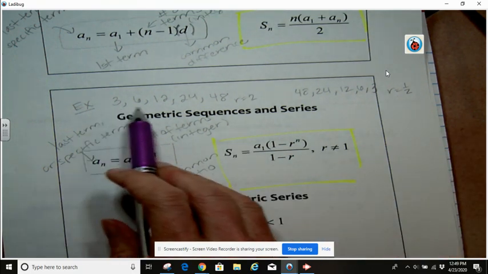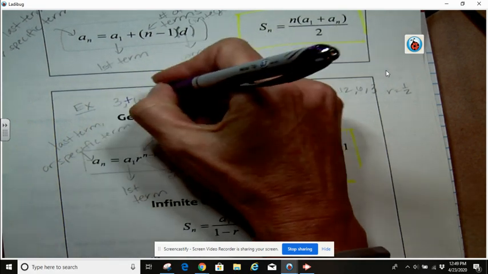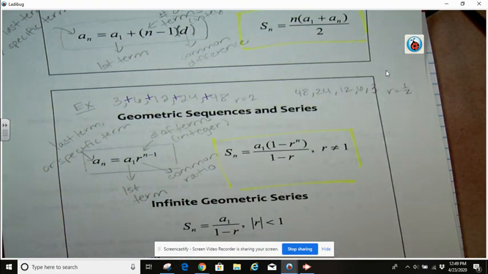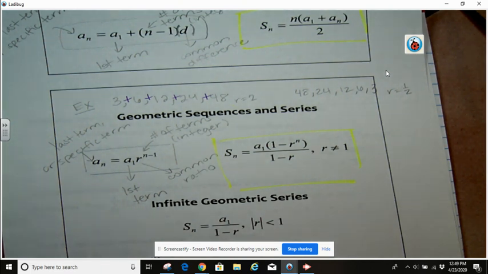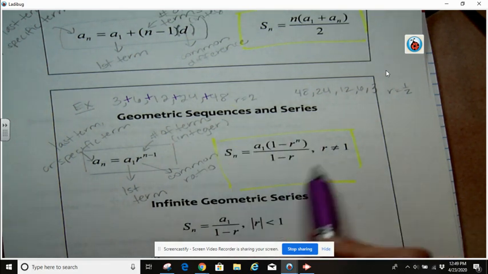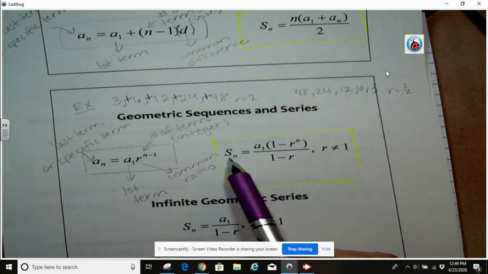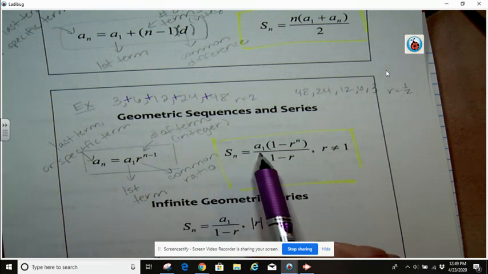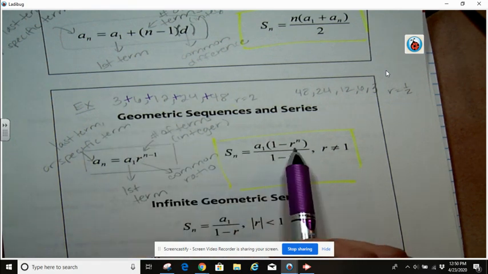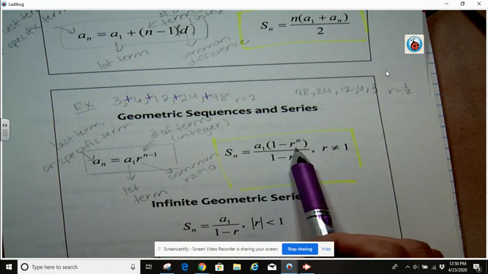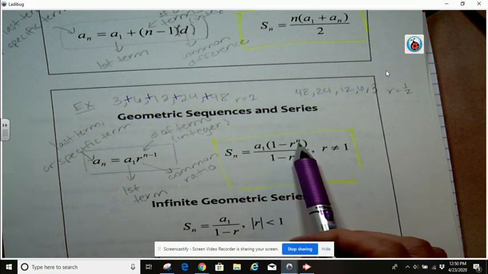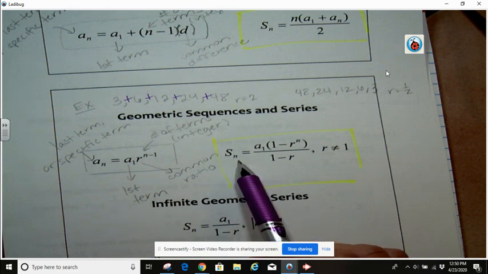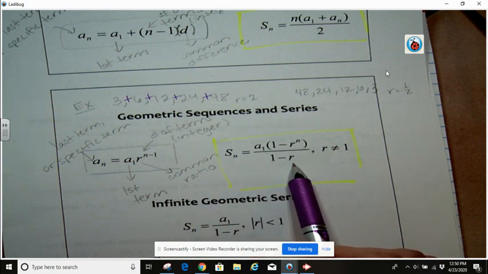So if I take this example up here, I want to turn it into a series. I just put plus signs, and now it's a series. And so I would want to add up all those terms together to get the sum. Everything in the formula means the same as it did when we were talking about sequences. I want the sum of, in this case, 5 terms, so this would be S sub 5. The first term is 3. R is 2, because I'm multiplying by 2 each time. N is the number of terms. I said I wanted to find the sum of the first 5 terms, so N is 5. And we use R twice in this formula.